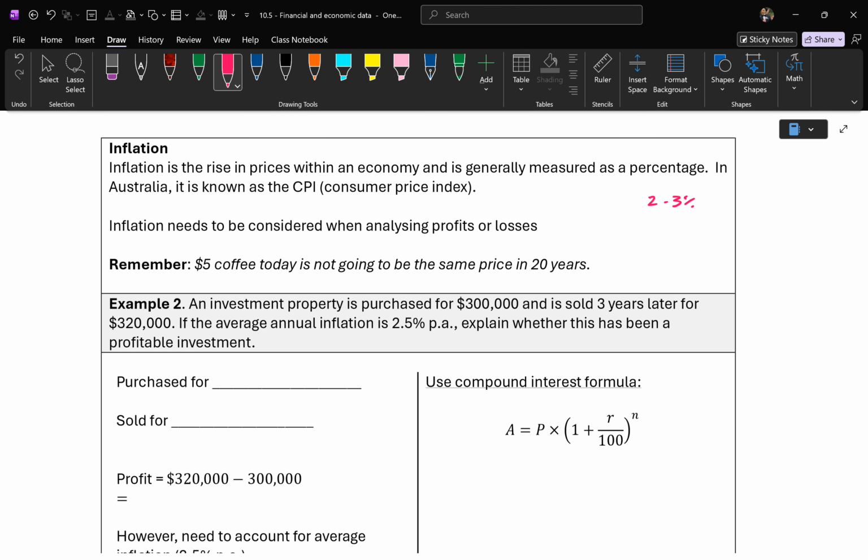So when people talk about pay rises, they often want a pay rise above 2 to 3%, because if your pay rise is not higher than that each year, you're not growing with inflation. It means that you're behind. And if your pay doesn't grow at all, then you're just going to fall behind. Each thing that you used to buy becomes more expensive over time. So a $5 coffee today is not the same price in 20 years. Same thing with your pay.